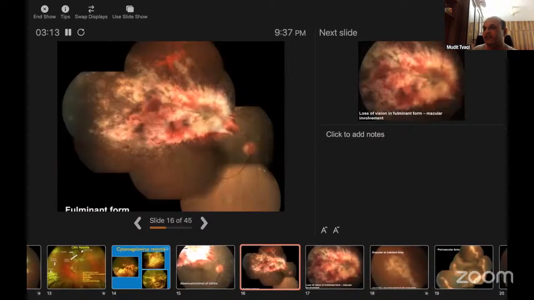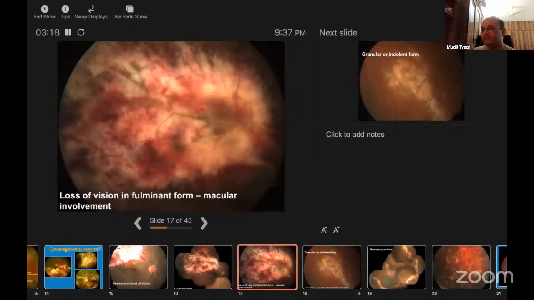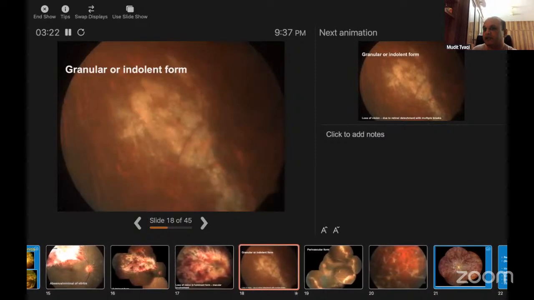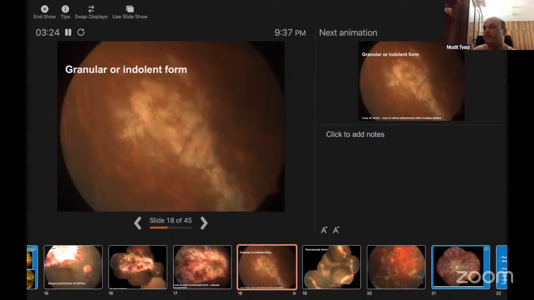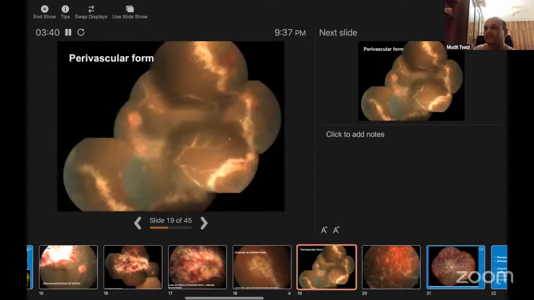You may see a fulminant form with extensive hemorrhages. And in these cases, loss of vision is because of macular scarring and macular involvement. You may also see a granular form, and these are cases which need to be followed up more carefully, because a lot of times in these granular forms, you may see peripheral necrosis, which then subsequently can lead to a retinal detachment. So remember, when you see a granular form of CMV retinitis, you need to follow them up carefully to detect any areas of peripheral necrosis which may lead to a detachment subsequently.